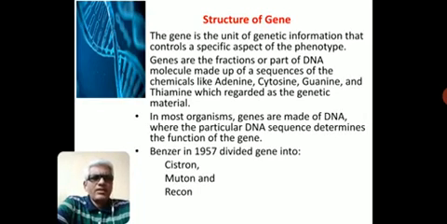Likewise, DNA is made up of adenine, cytosine, guanine, and thymine. These are the chemicals from which genes are made, constituting the same elements within their structure. In most organisms, DNA forms the main structure of the genes, and they are present in sequence. Benzer in 1957 divided the gene into three parts: cistron, muton and recon. So these are the three parts, namely cistron, muton and recon.